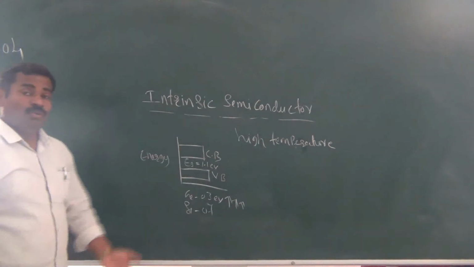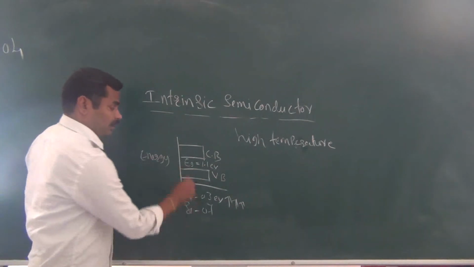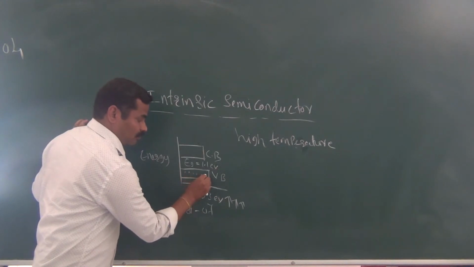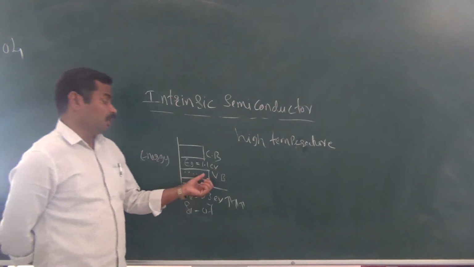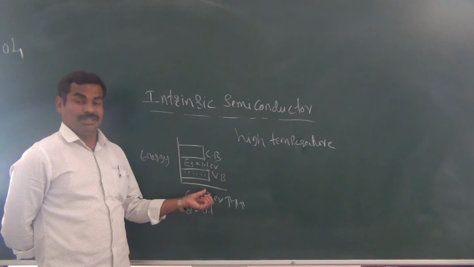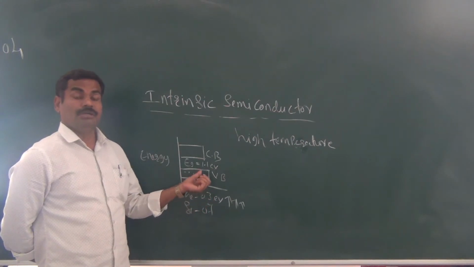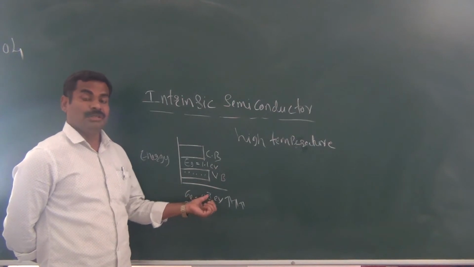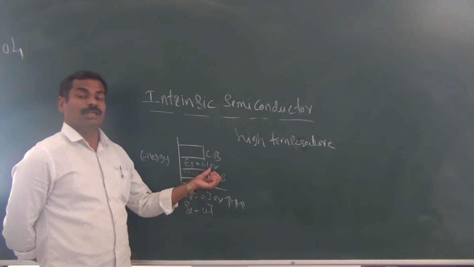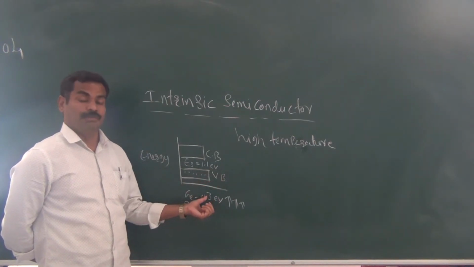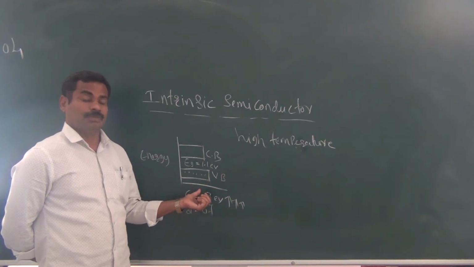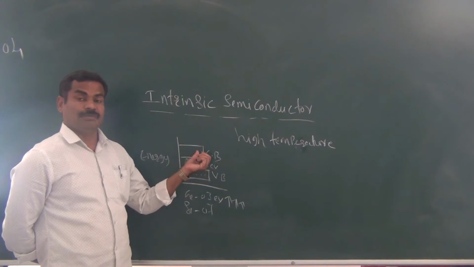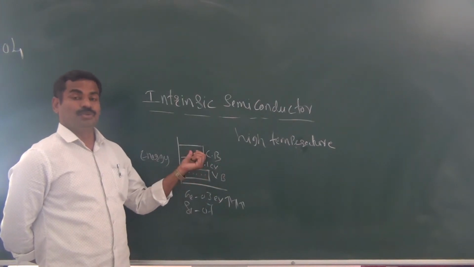Or, as I said along the way, here is the valence electron in the valence band, and if you are applying the energy, then what happens? You are breaking the covalent bond because of more energy. At energy more than 1.1 electron volt, you are breaking the covalent bond. Whenever you break the covalent bond, the valence electrons move towards the conduction band.